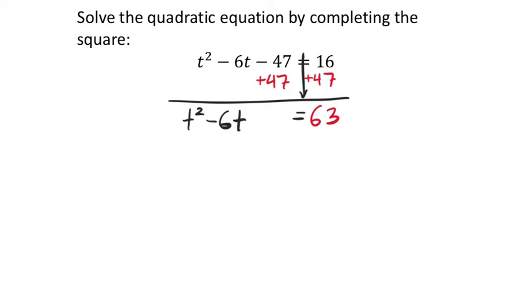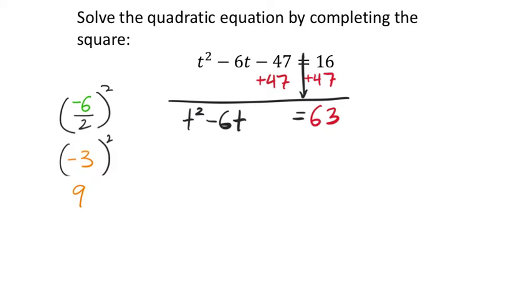Now, since it's an equation, it is a principle of equality. If you do something to one side, you must do it to the other side. So I'm going to take my middle coefficient, which is negative 6, divide that by 2, and square it. Just by working with the order of operations, negative 6 divided by 2 would be negative 3. I think I did that right this time. And then negative 3 to the power of 2, negative 3 times negative 3, would be positive 9.